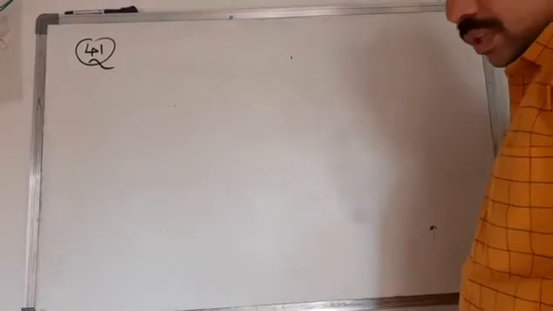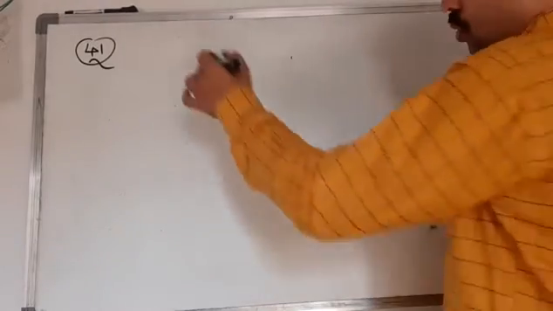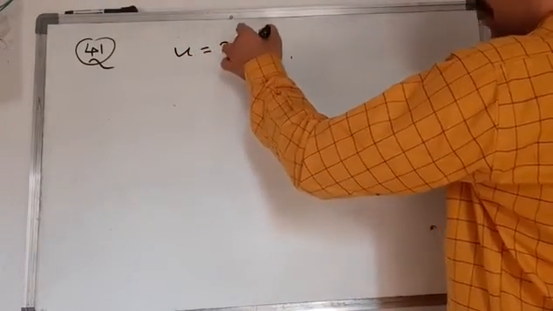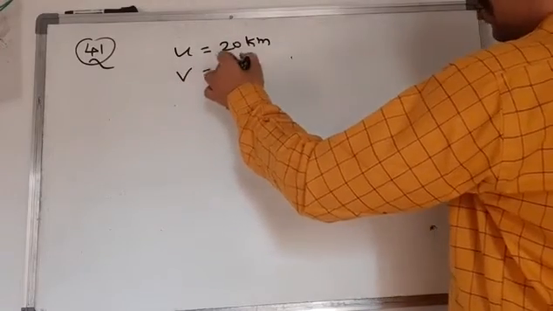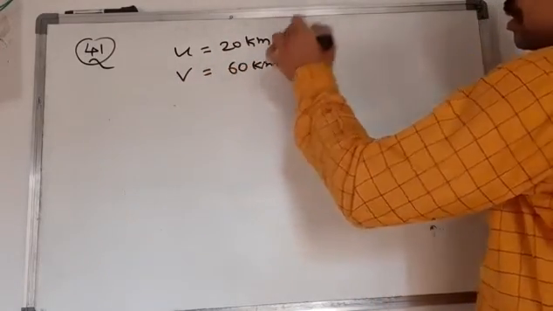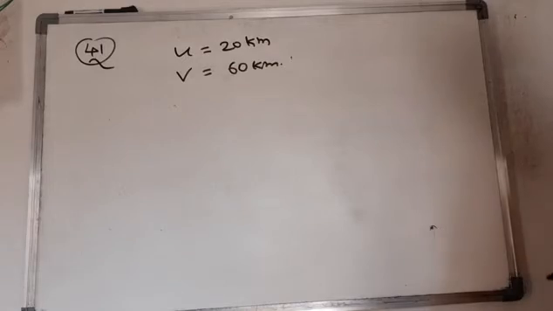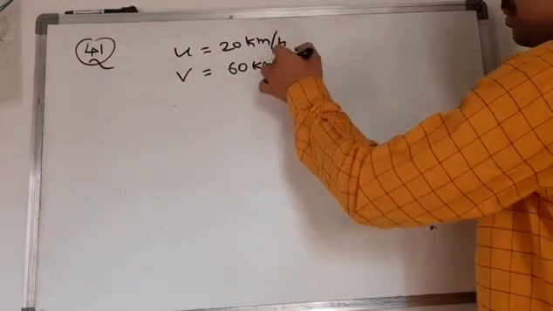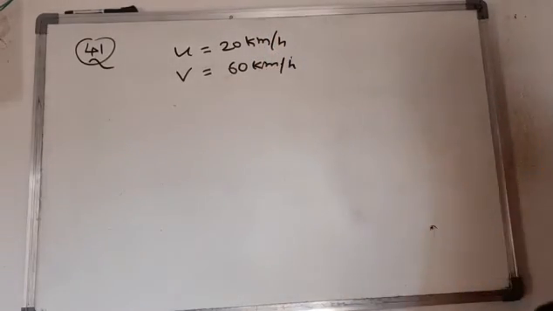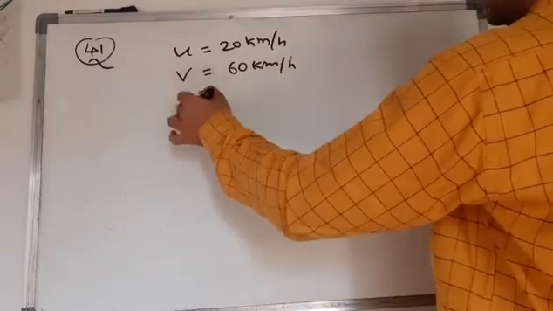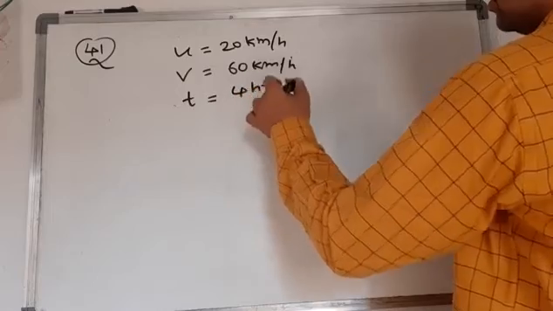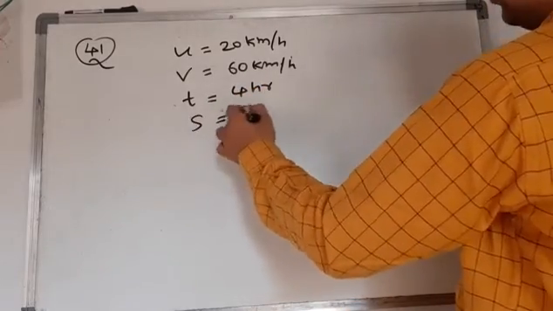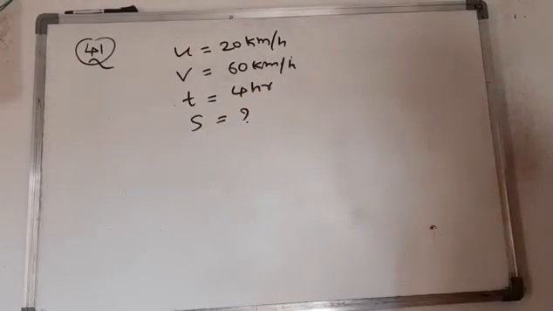41st question. What is given is u is equal to 20 kilometers per hour, v is equal to 60 kilometers per hour, and time is also given as 4 hours. He is asking s is equal to how much? This is the question. Very simple.